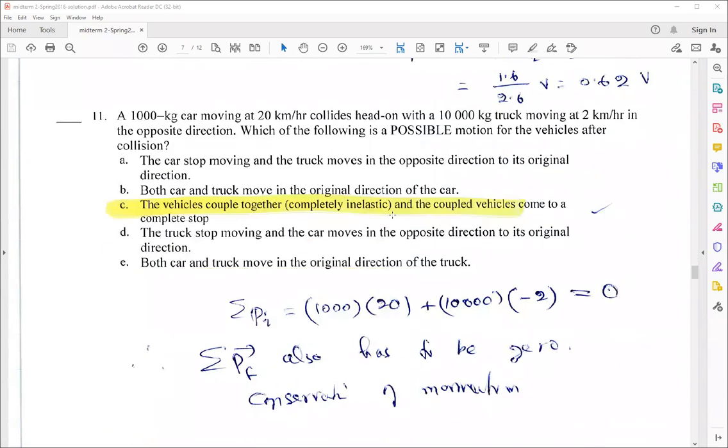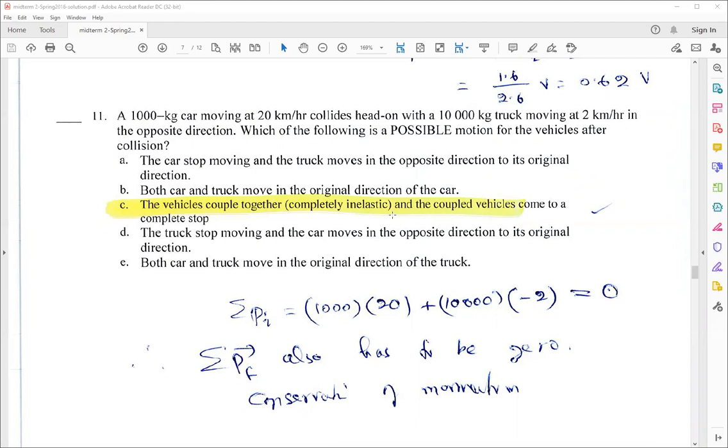Great. So question number 11. A 100-kilogram car moving at 20 kilometers per hour collides head-on with a 10,000-kilogram truck moving at 2 kilometers per hour in the opposite direction. Which of the following is a possible motion for the vehicles after collision? In the first option, the car stops moving and the truck moves in the opposite direction. Option B, both car and truck move in the original direction of the car. The correct answer is the vehicles couple together, completely inelastic, and the coupled vehicles come to a complete stop.